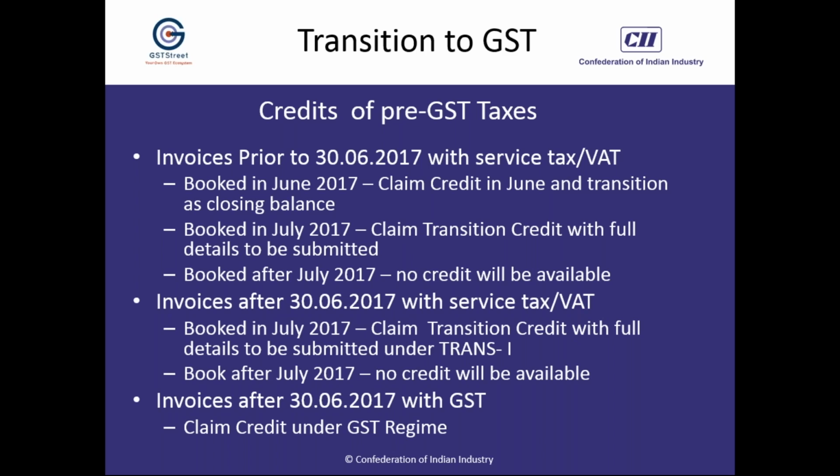If the accounting of these invoices is happening in the month of July, then still you have the option given by the government to take these credits under a TRAN-1 form. And if the invoices are getting booked after July, then no credit will be available. So that is, as of today, the situation.